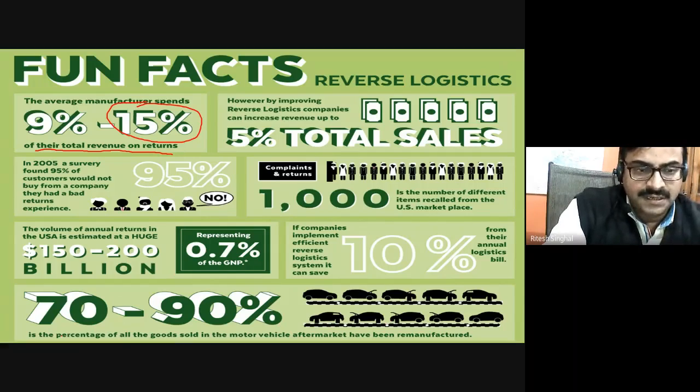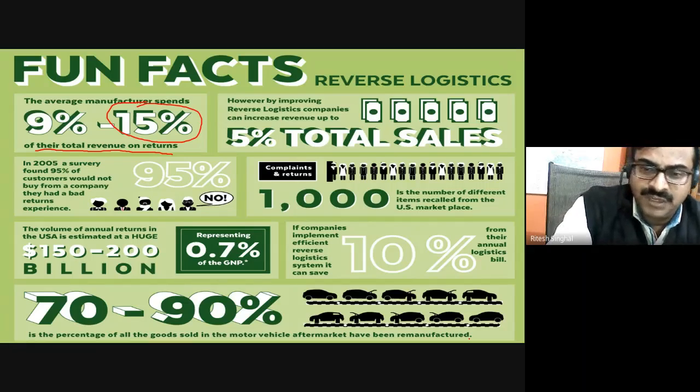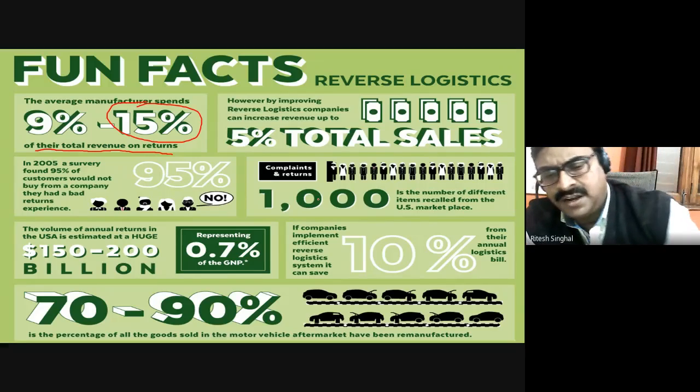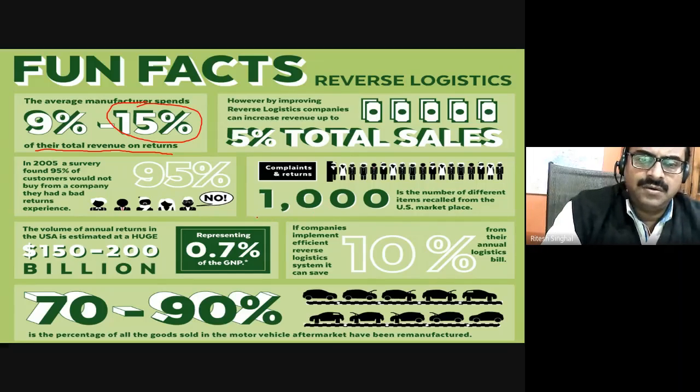70 to 90% is the percentage of all goods sold in the motor vehicle aftermarket that have been remanufactured. Whenever a car reaches end of life, it is given back to the company, and the company starts using the reusable components of the car to make something new. 1000 complaints and returns is the number of different items recalled from the US marketplace. So you have seen different kinds of data available on the internet, and how important this is nowadays. That is why people are talking about return management or reverse logistics.